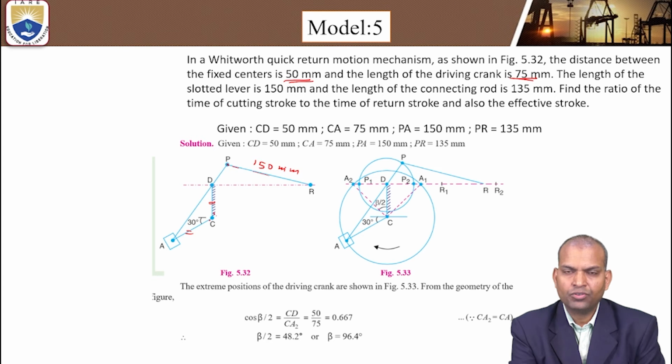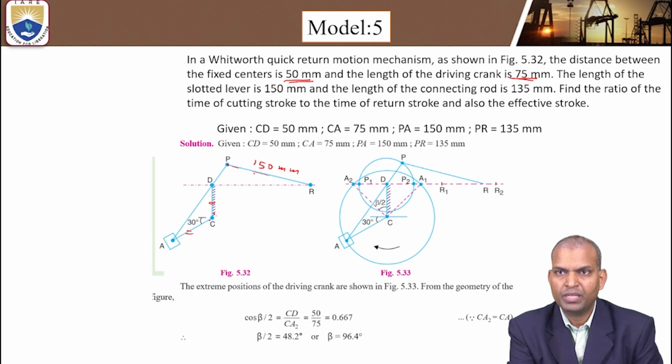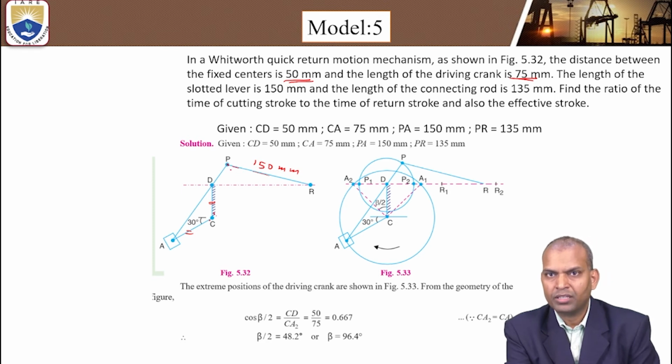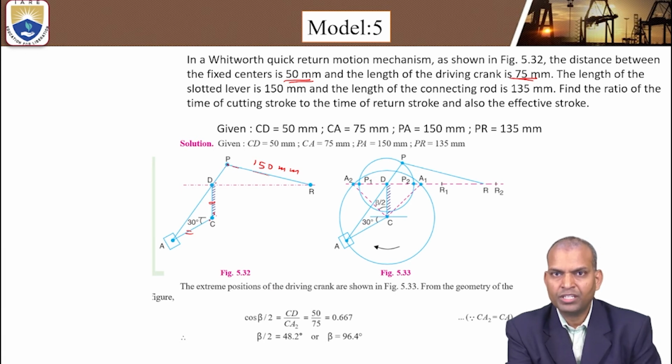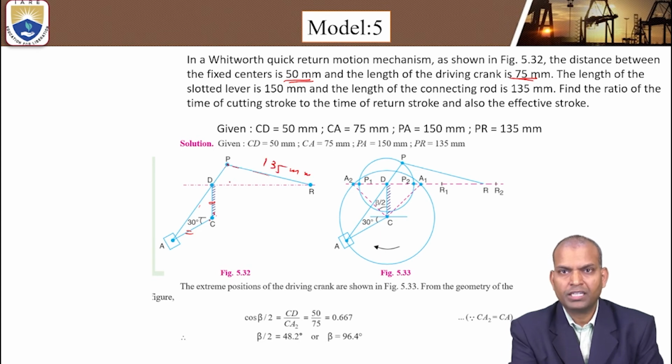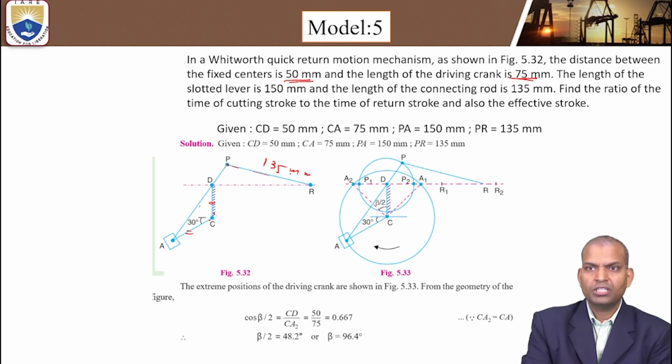And the length of the connecting rod is 135 millimeters. What is the length of the connecting rod? That is PR. Yes, 135 millimeters is the length of the connecting rod. PA, the length of the slotted lever, is 150. PR is 135. So this is the data given.